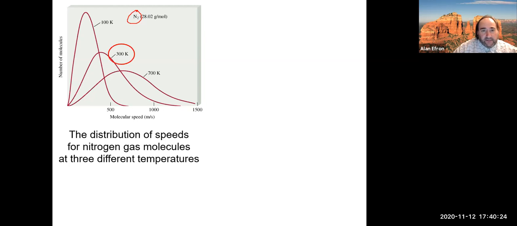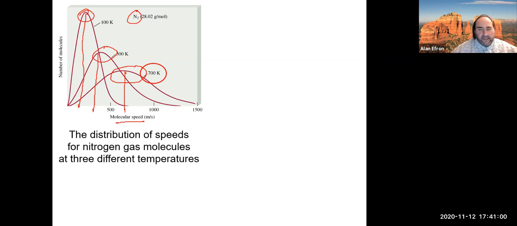As we go from, say, 100 to 300 to 700, this is the speed in meters per second on the bottom, or the velocity. At 100 Kelvin, a majority of the molecules have this speed right here. It gets faster as we go to 300 Kelvin, and even faster at 700 Kelvin. If we draw some straight lines, you'll have the velocity there for each of them. So what we see is what we would expect as we increase the temperature: the gas molecules gain a lot more energy, and as they gain more energy, they start flying around a lot faster.